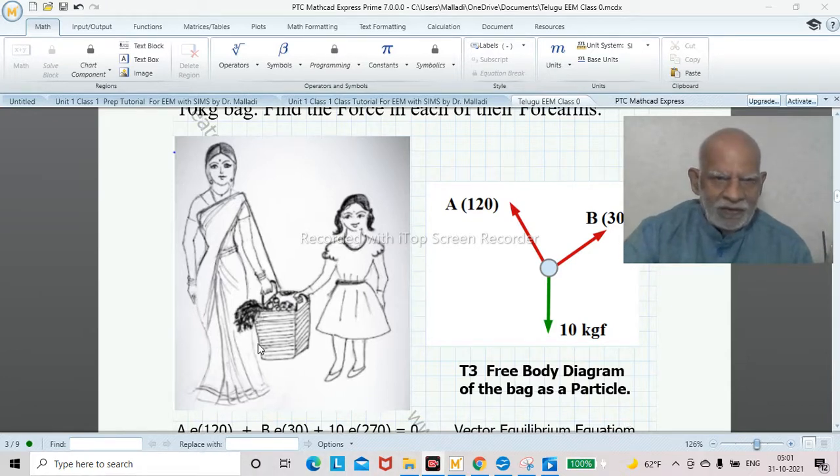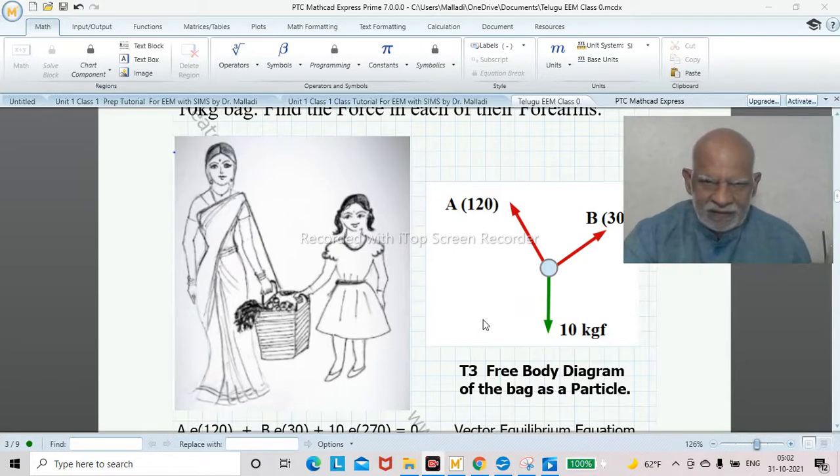Here we are. Her forearm is experiencing a force because she is pulling in this direction, and the daughter's forearm is pulling in this direction, and this is a bag in equilibrium. That means not moving, and it's not rotating either. Therefore, we can idealize this as a particle, and this is, let us say, 120 degrees approximately from the horizontal. That is, it is 30 degrees from the vertical. So this is at 30 degrees from the horizontal here.